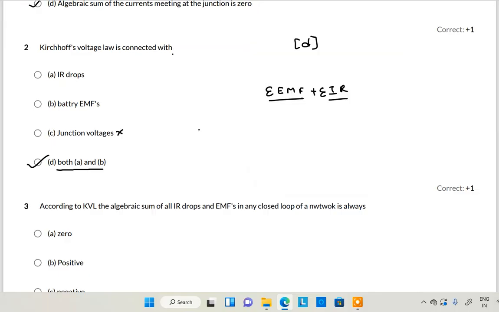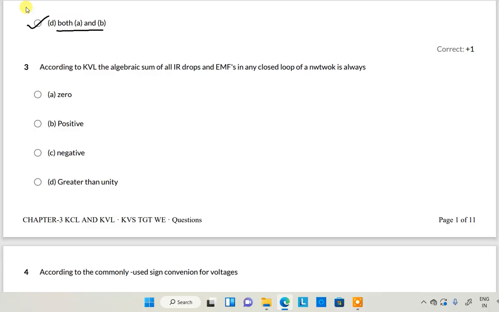Right. Next we are moving to question number 3. According to KVL, the algebraic sum of all IR drops and EMF in a closed loop of a network is always 0. I don't give that much explanation for this theory question, because these are all statements only. This particular KVL question answer is also a statement, so I'm explaining it directly. Next we are moving to question number 4.